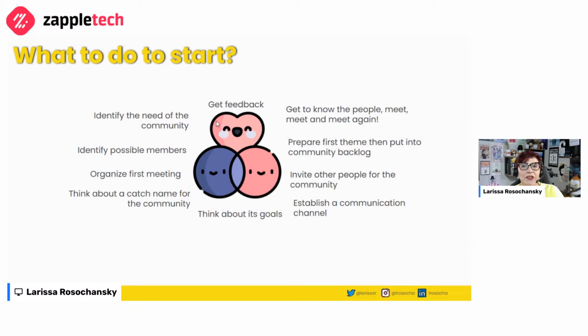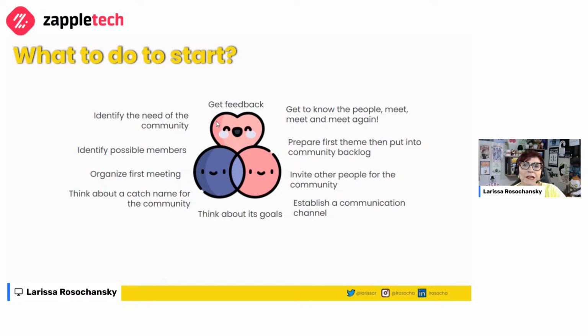Think about the goals of the community. What do we want to achieve as a community? Do we want only to share the learnings? Do we want to bring innovation from the market? We want to help everyone else. We want to improve their skills. We want to do some dojos. So think about the goals of the community. Establish a communication channel. Where will this channel be? Will it be Slack, a chat, where? And establish this communication channel and publish this communication channel.